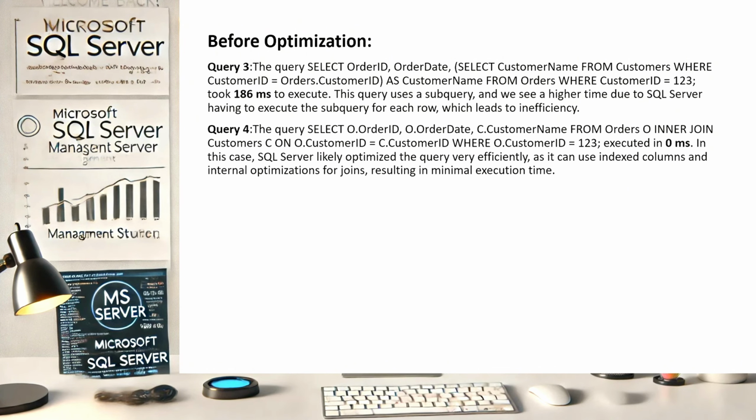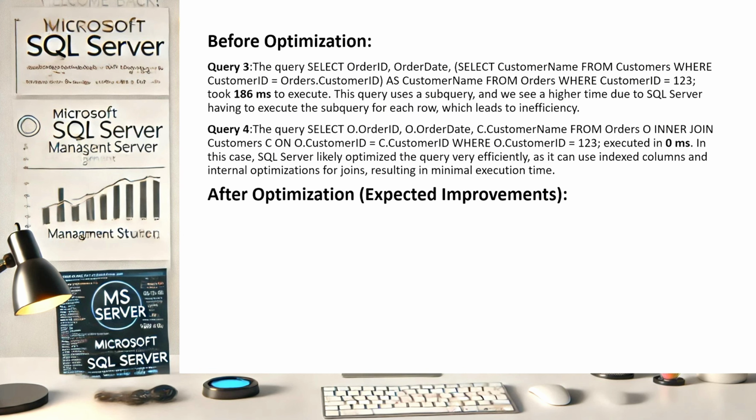Query 4, the query select O.order ID, O.order date, C.customer name from orders O inner join customers C on O.customer ID equals C.customer ID where O.customer ID equals 123, executed in 0 milliseconds. In this case, SQL Server likely optimized the query very efficiently, as it can use indexed columns and internal optimizations for joins, resulting in minimal execution time.